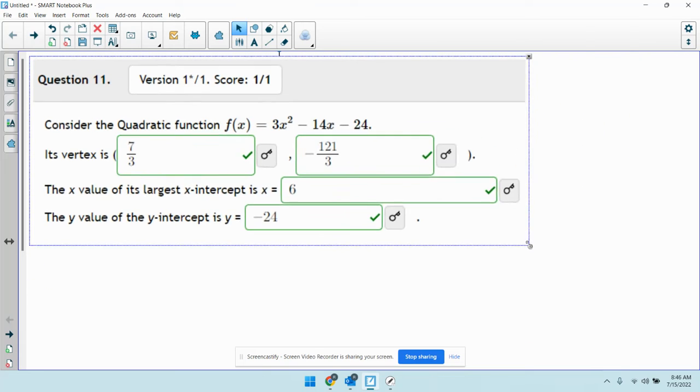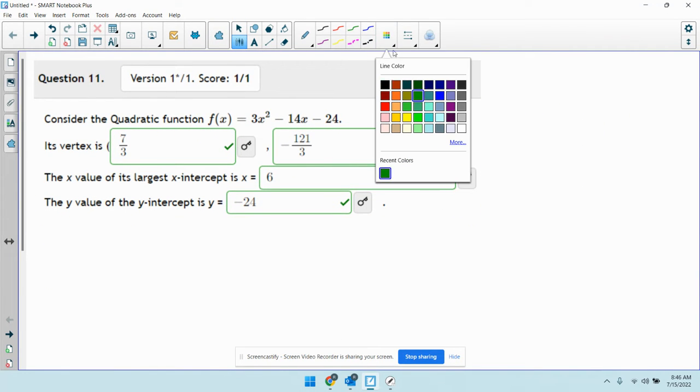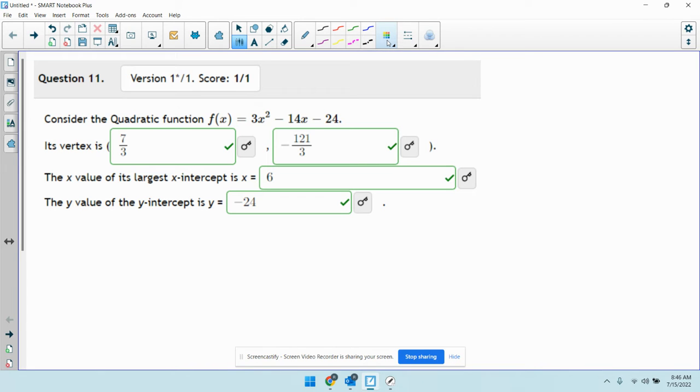All right, so it says consider the quadratic function there, and then it says the vertex. So the vertex you can find just using the vertex formula, but now it wants us to find the largest x-intercept and the y-intercept. Y-intercept is pretty straightforward as well. We're just going to plug in 0 for x, so this goes away, which means we're left with negative 24.